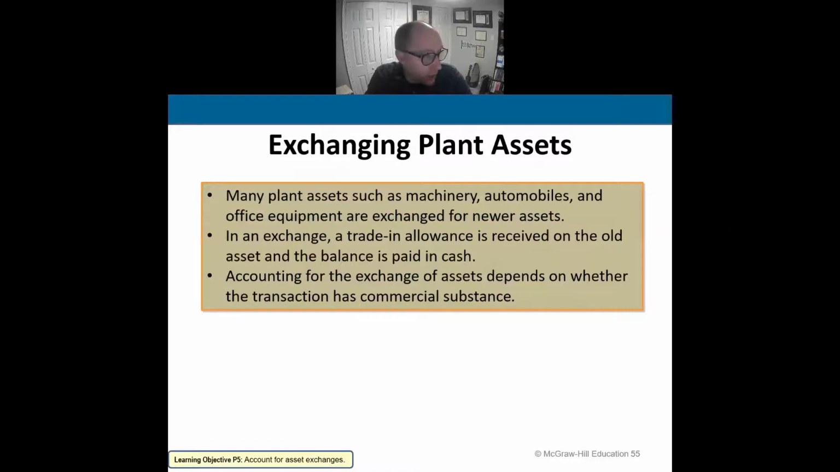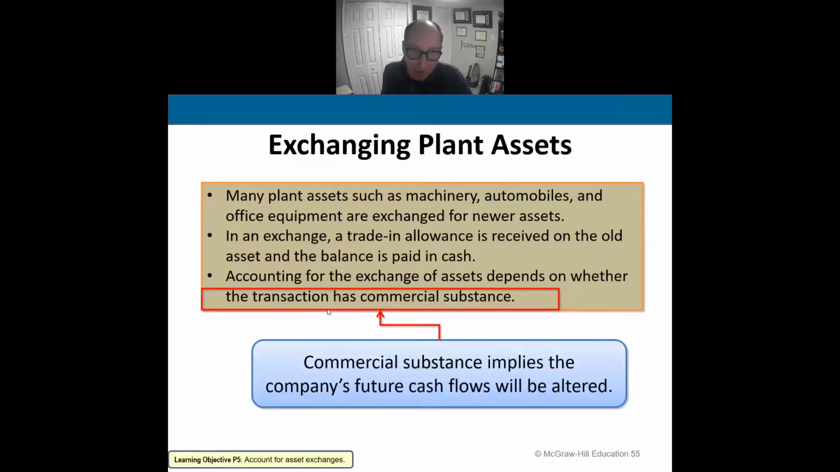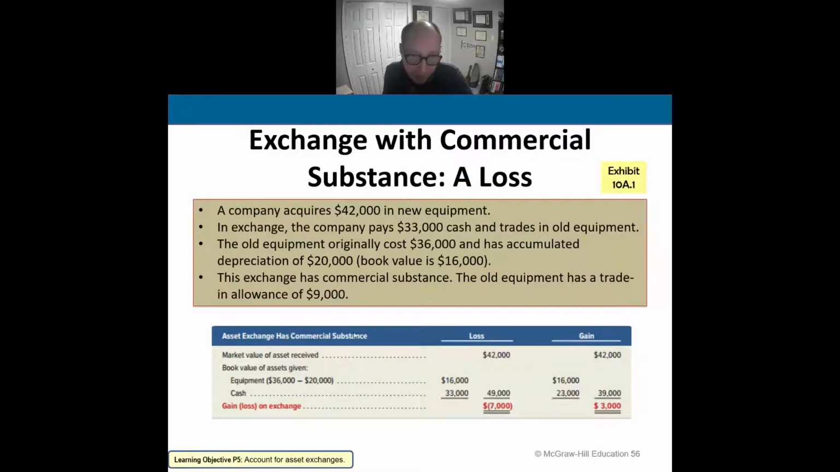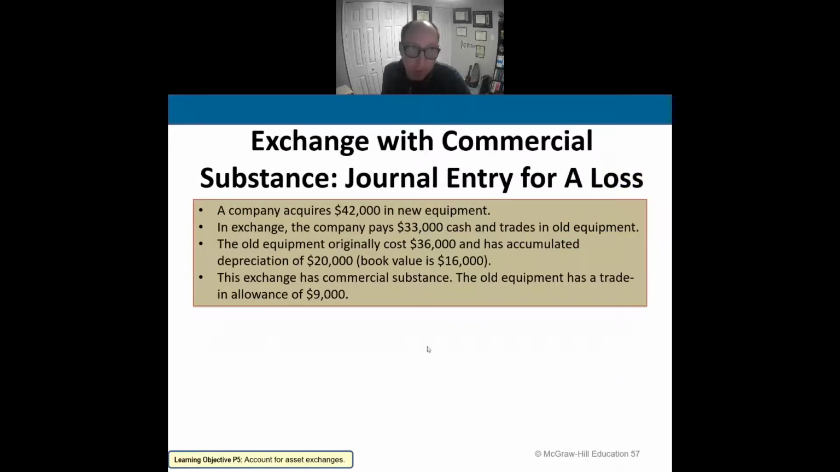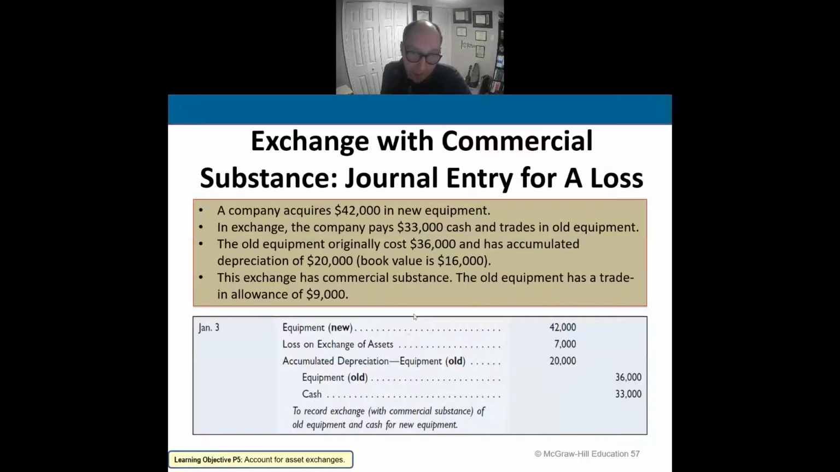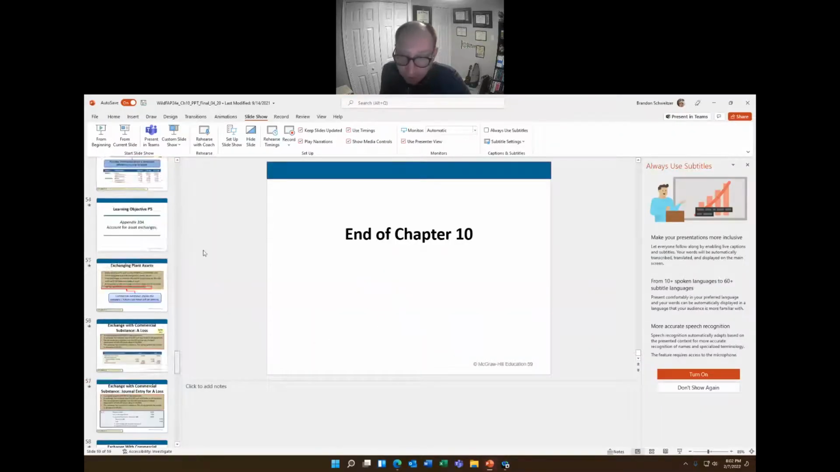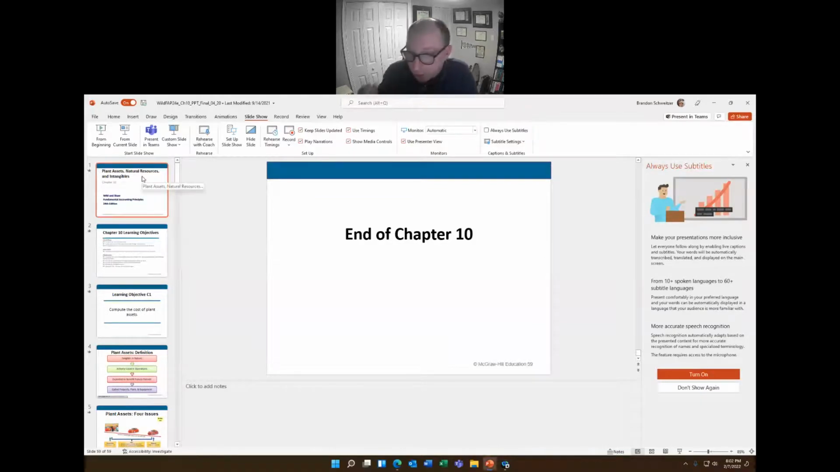Once in a while, you might exchange an asset for another asset. We call it a flat exchange. It's rare. It happens once in a while in commercial applications. Sometimes you can exchange for a loss or a gain. It's just an example of that. It's, again, very, very rare. But here's a journal entry that represents an exchange for an asset. Another example. And my friends, we have reached the end of our conversation on property, plant, and equipment.